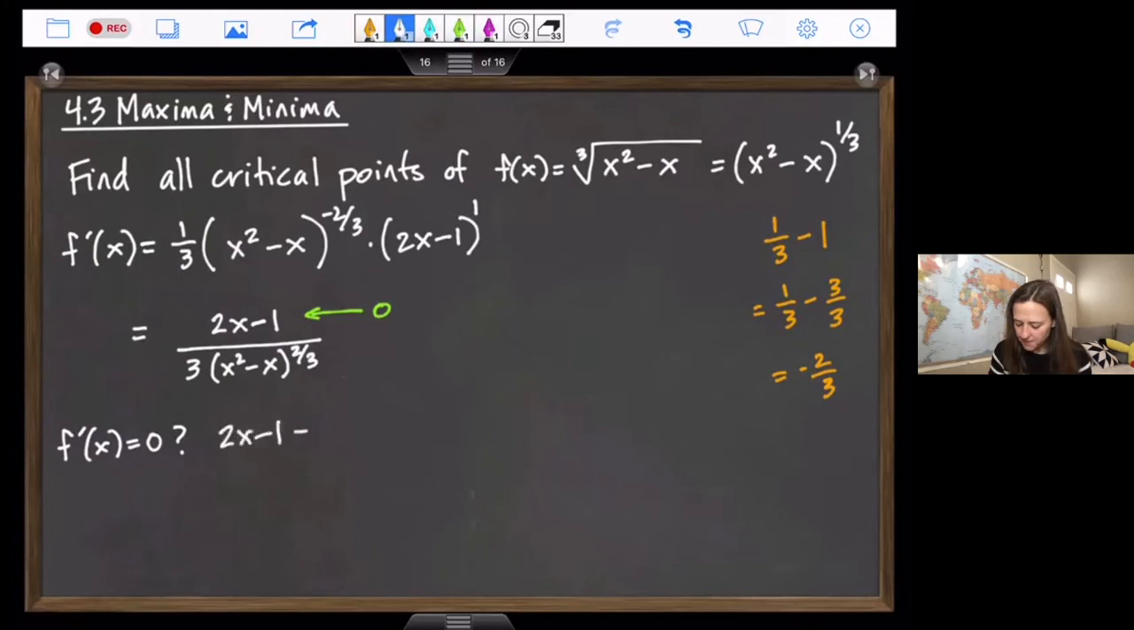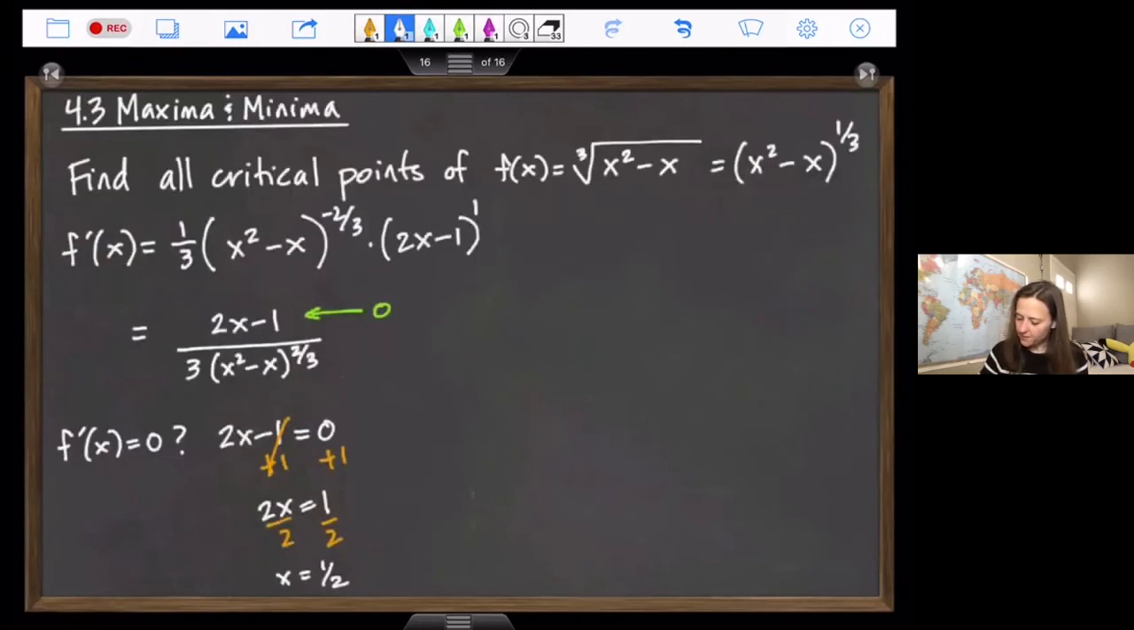2x minus 1 equals 0, and that'll give us a critical point. So I'm going to add 1 to both sides, and I get 2x equals 1. Divide both sides by 2. And I get x equals 1/2. So I'm going to come over here on the right and start making my pile of critical points. x equals 1/2 is my first one. And then I'm going to have more to come from where this derivative is undefined.